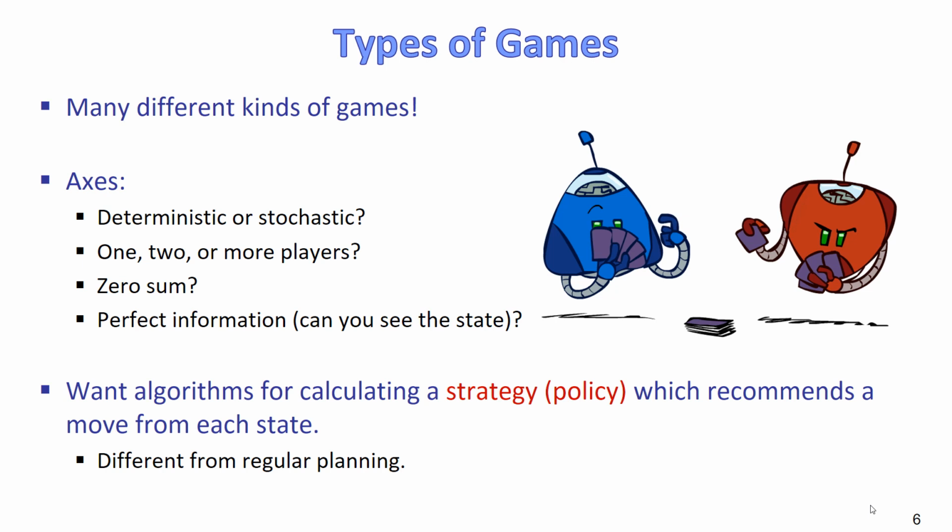And that's completely different, of course, from regular planning. In regular planning, we have a full plan from the start state to the end state, and it's a sequence of actions. Here, for every state, we just need a strategy to tell me what is the next state.